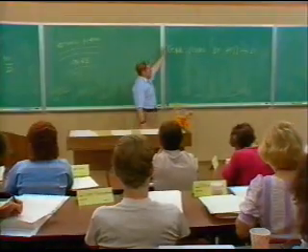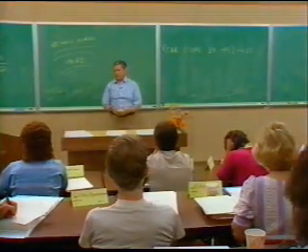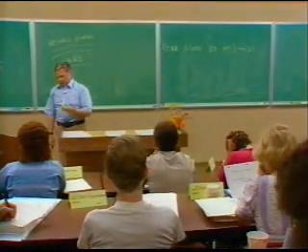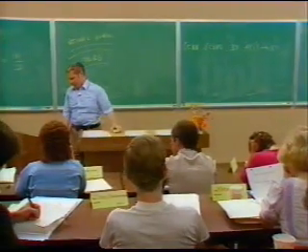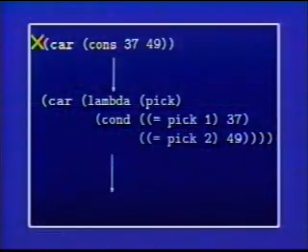Right, how can we check this? We sort of know how to do that. It's just the same substitution model. Right, let's look. We start out and we say, what's car of cons of 37 and 49? What do? Cons is some procedure. Its value is, cons was a procedure of A and B.